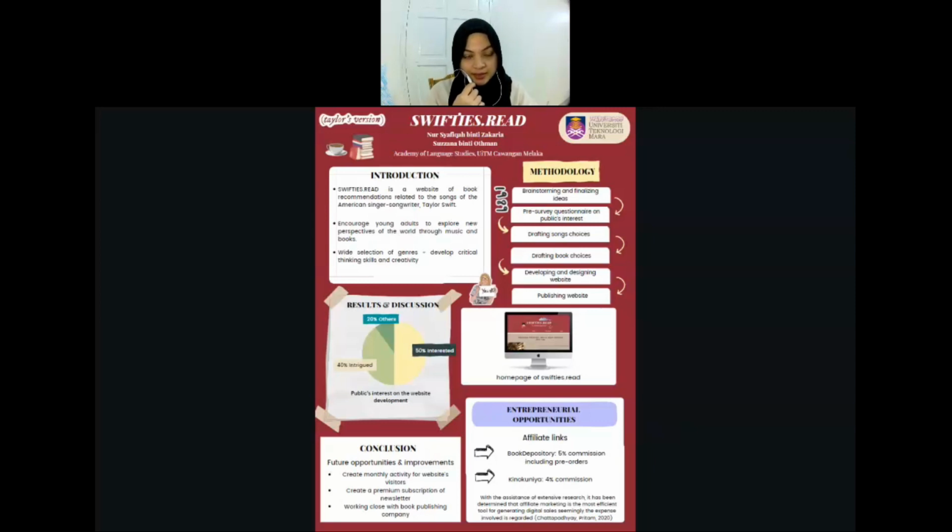For the results and discussion, for the pre-survey questionnaire, I found that 50% of the respondents are interested in the website, 40% are intrigued to see how the website would look, and 20% of others stay indifferent. And on the poster, you can see an example of how the homepage of Swifties Read looks like.